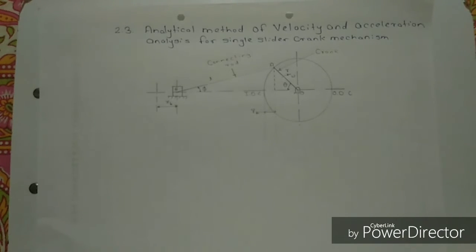In that particular section, there is one question asked by MSBTE in summer 2014 and 15. For the single slider crank mechanism, state the formulae to calculate by analytical method: first, velocity of slider; second, acceleration of slider; third, angular velocity of connecting rod; and fourth, angular acceleration of connecting rod. Also state the meaning of each term.